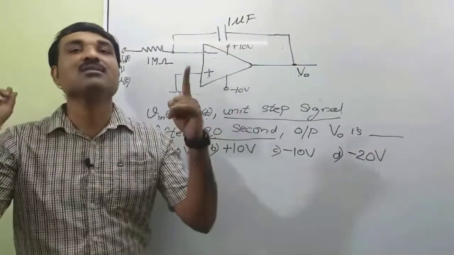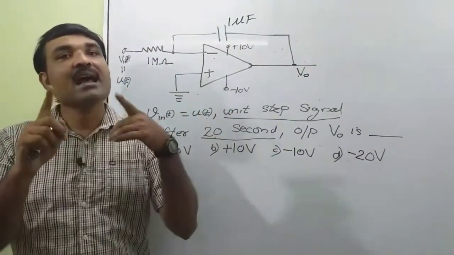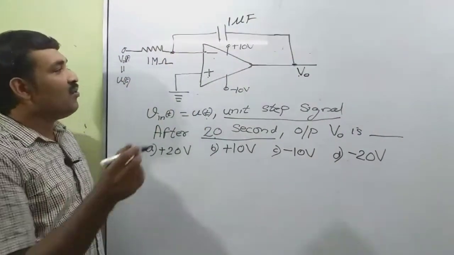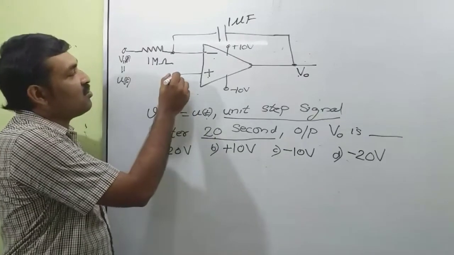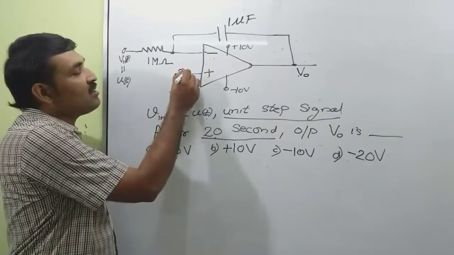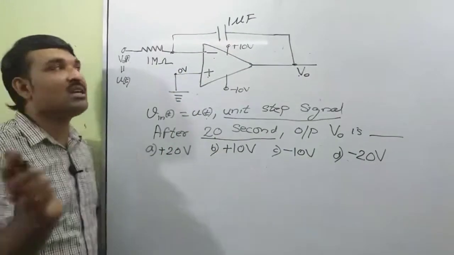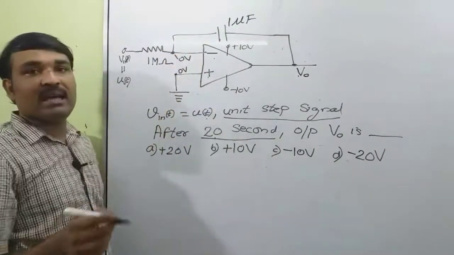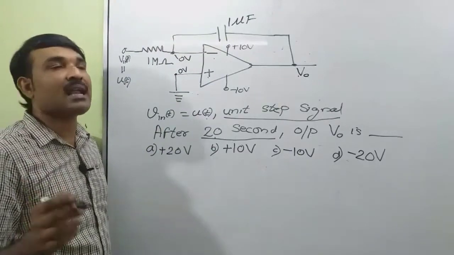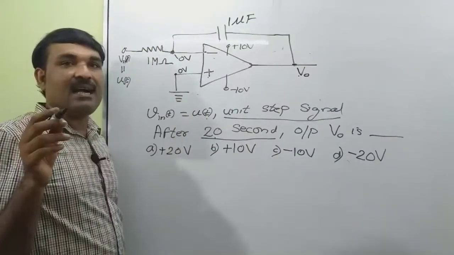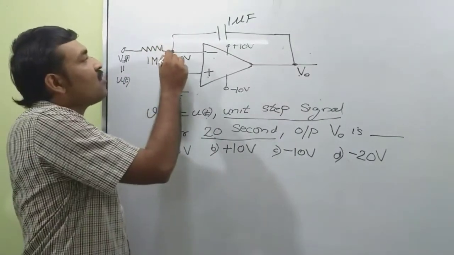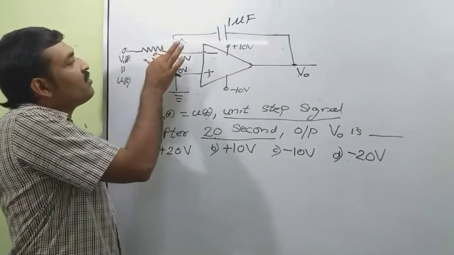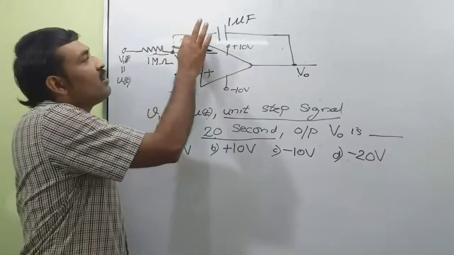Here also we are going to use the principle of virtual ground and apply Kirchhoff's current law at this node. Now the potential at this point is 0, so this point is at 0 volt. By using the concept of virtual ground, this point is also at 0 volt. Now apply Kirchhoff's current law at this node. I am assuming all the currents are outgoing from this node.